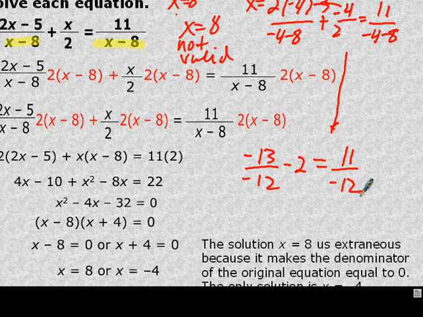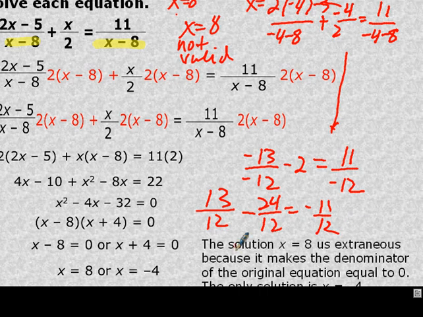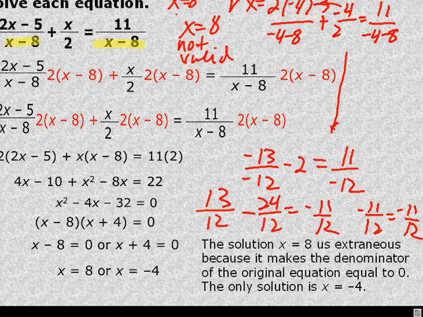So what's negative 2? If I multiply top and bottom by 12, negative 13 over negative 12 is actually a positive. So this turns into positive 13/12 minus 24/12, and this is a negative 11/12, since 24 minus 13 is 11. So we end up with negative 11/12 is equal to negative 11/12. So this one is valid. Our solution then is x equals negative 4. That's the only valid solution.